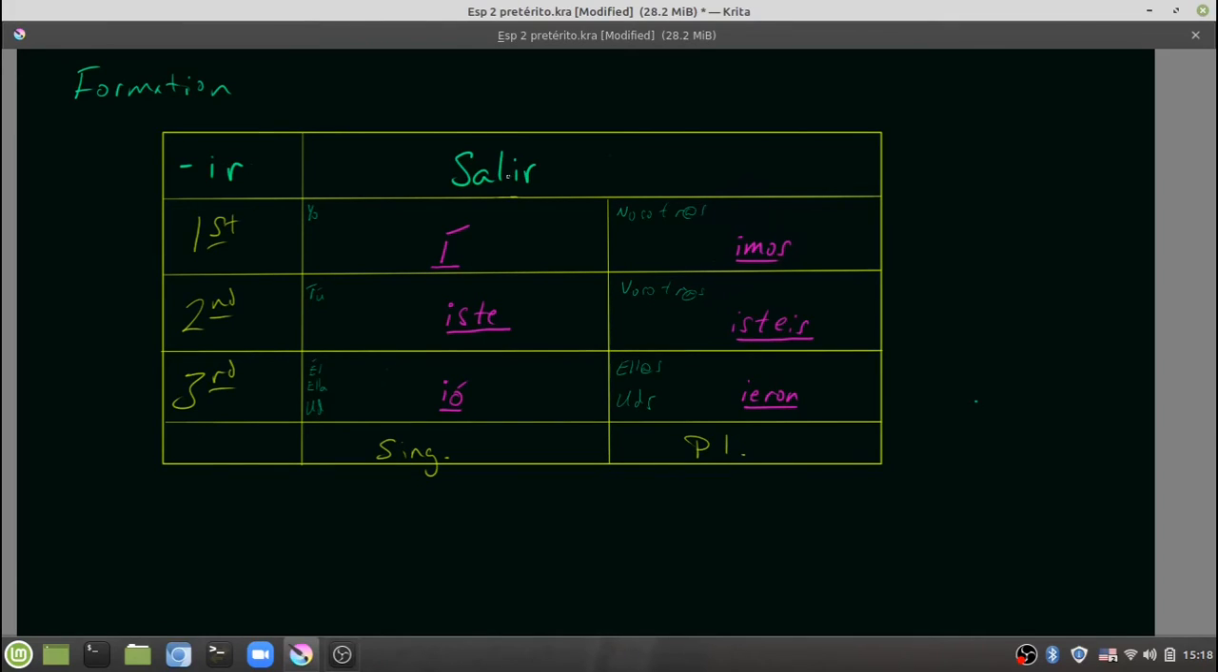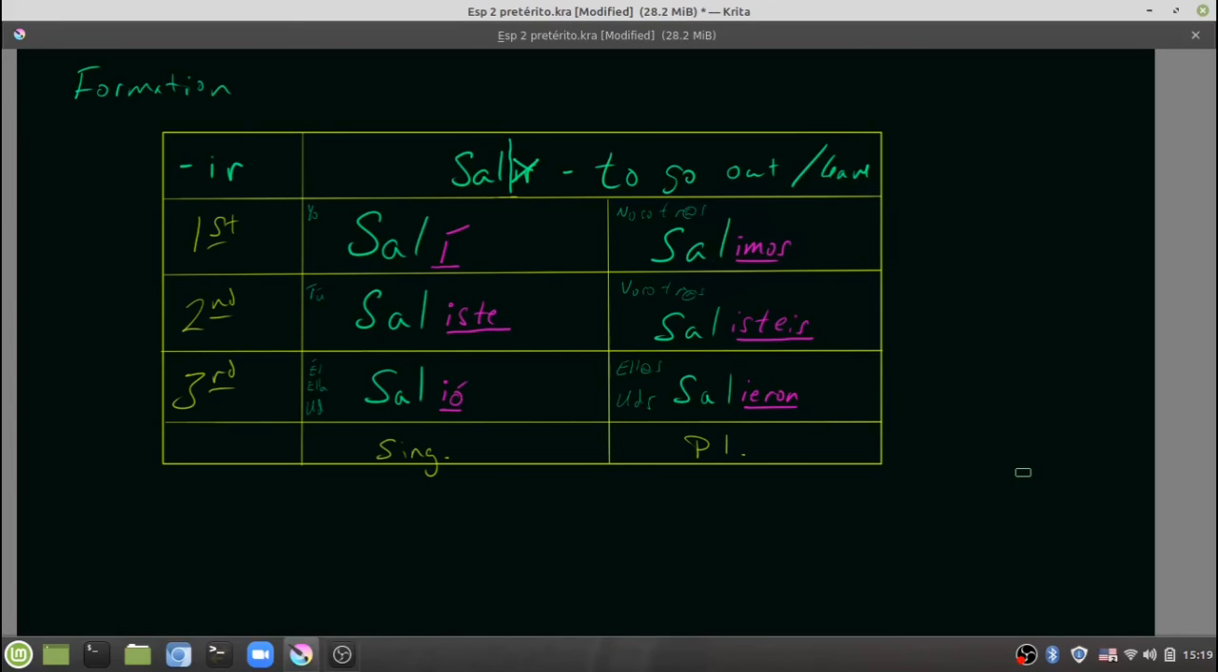Alright, and then what we're going to need to do is take this verb salir, which means to go out or to leave. Alright, and we're going to isolate just the root. So we're going to cut off this IR infinitive ending. Get rid of that thing. We're going to take sal and we're going to put it into all of those places. And there you have it, the verb salir conjugated in all of its forms.